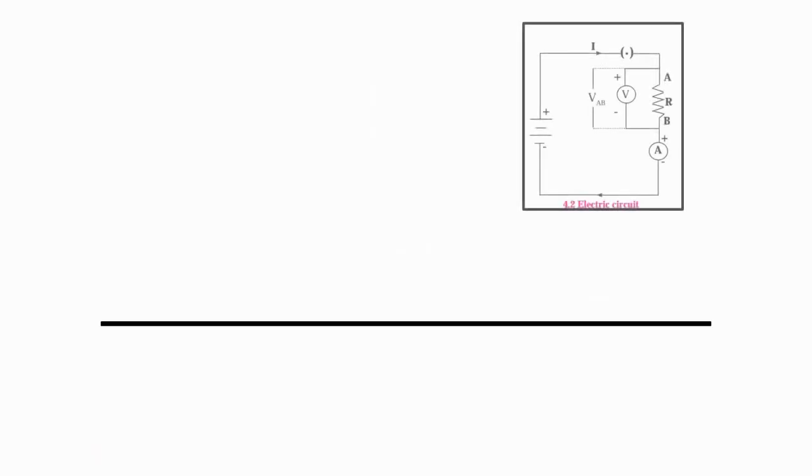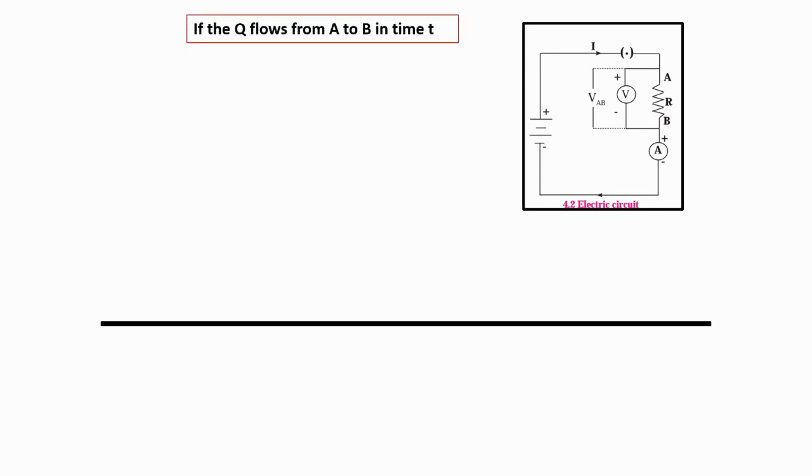In this circuit diagram, we have considered that a charge Q flows from A to B in time t, that is across the resistor. The resistor does the work of opposing the flow of charge, and the charge in return does some work in order to pass across this resistor. So work is performed across the resistor in time t, right?